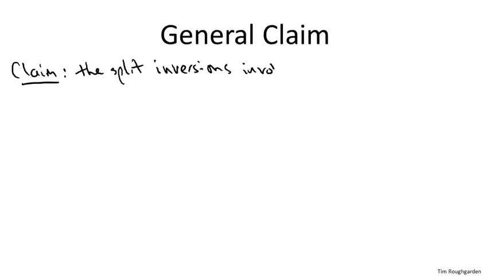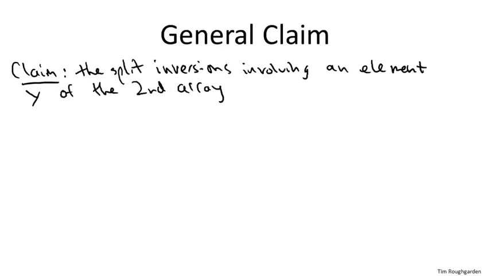So this is indeed a general principle, so let me state the general claim. So the claim is not just in this specific example, in this specific execution, but no matter what the input array is, no matter how many split inversions there might be, the split inversions that involve an element of the second half of the array are precisely those elements remaining in the first array when that element gets copied over to the output array. So this is exactly the pattern that we saw in the example.